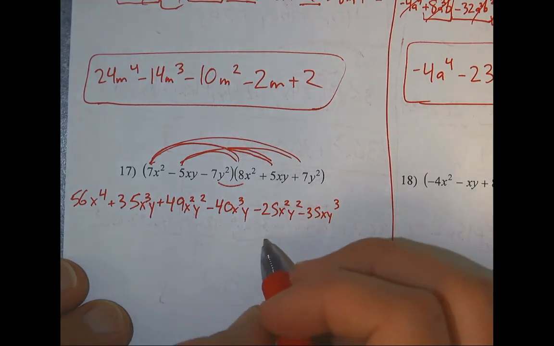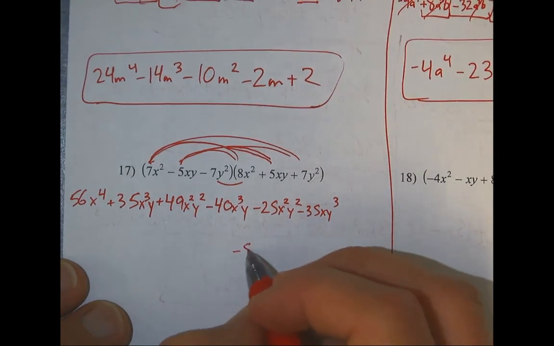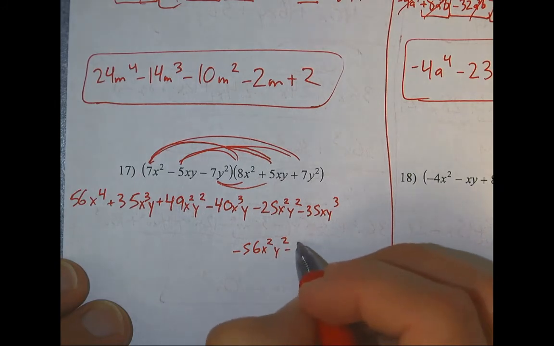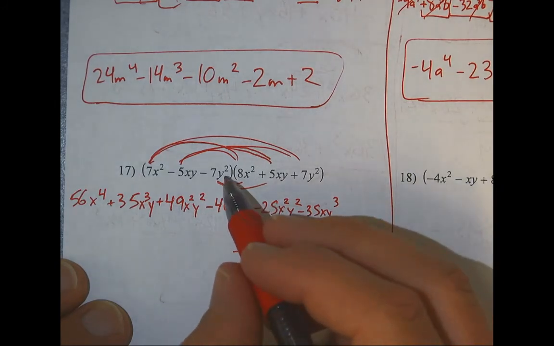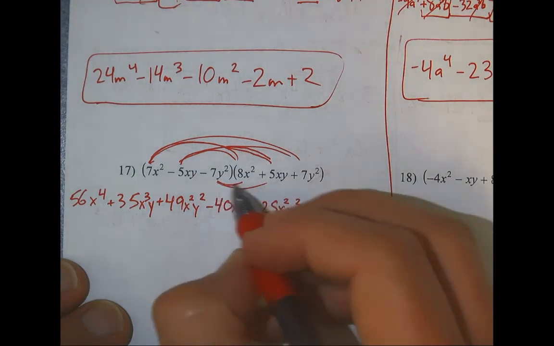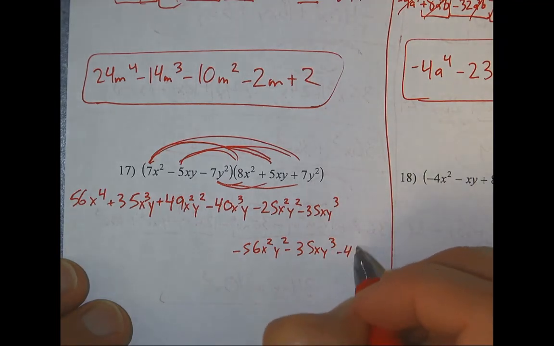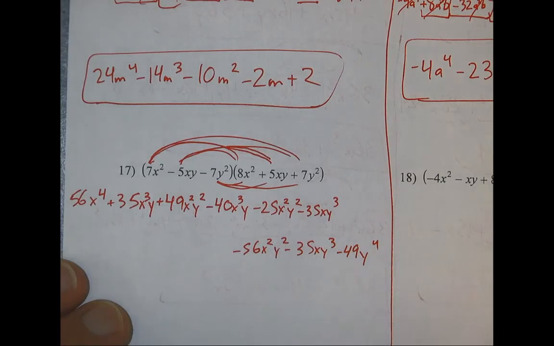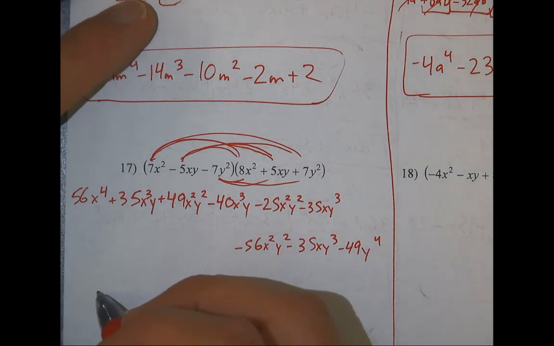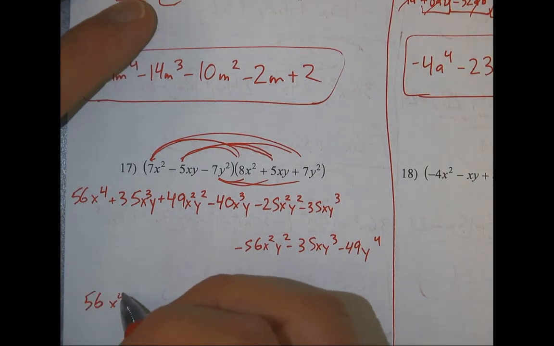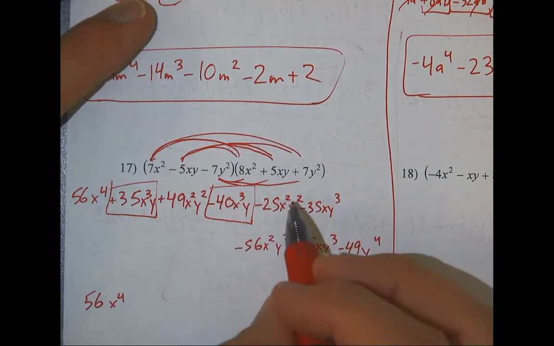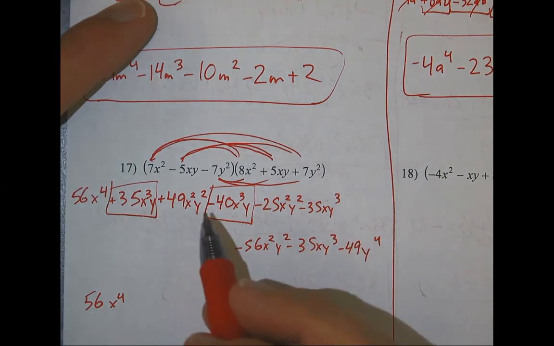Okay, I'm going to drop to the next line, running out of room. Negative 56, x squared, y squared. Negative 35, x, y to the third. And the last one, negative 49, y to the fourth. All right, x to the fourth, that's the only one. Let's find these. X to the third, y. Okay, so it's these two.